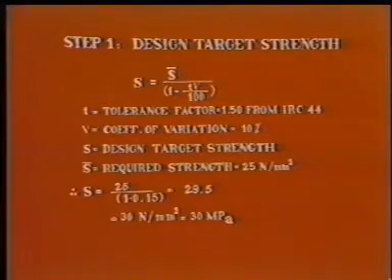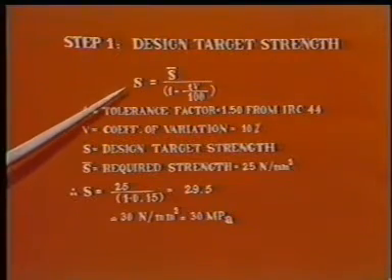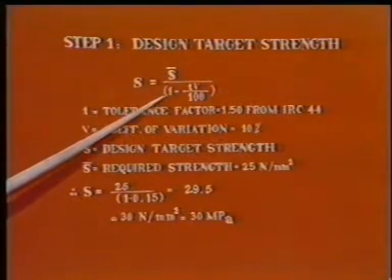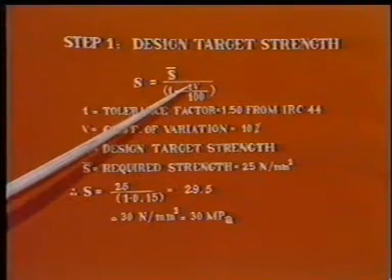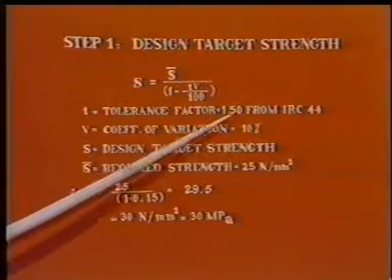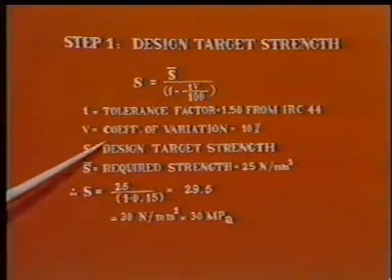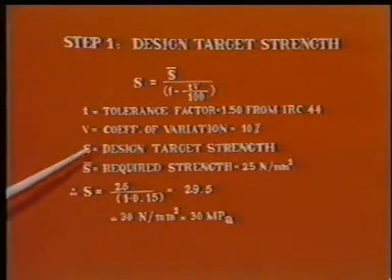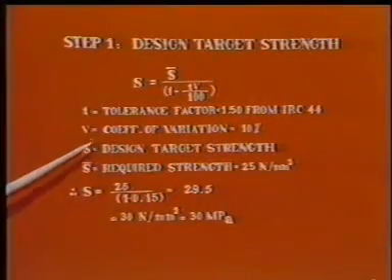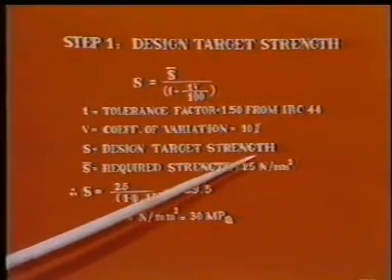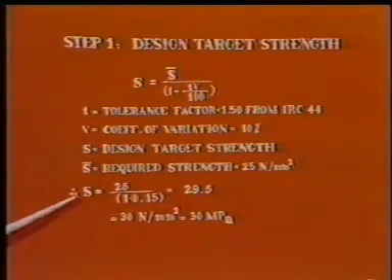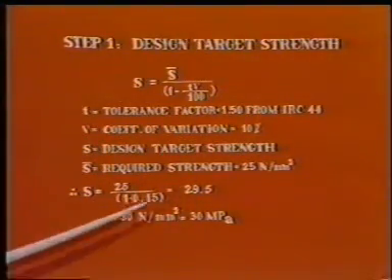Step 1. Design target strength. S is equal to S bar divided by 1 minus T into V by 100. T is equal to 1.5 for tolerance of 1 in 15 and testing of large samples. Therefore, target strength S is equal to 29.5 Newton per square millimeter.